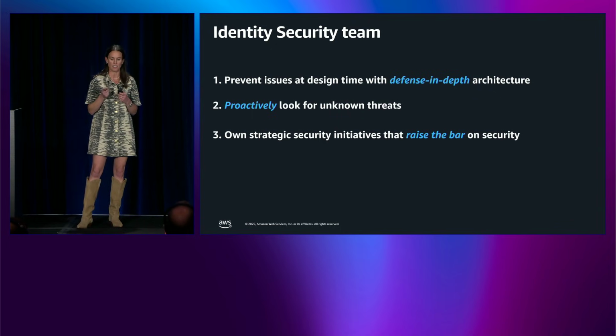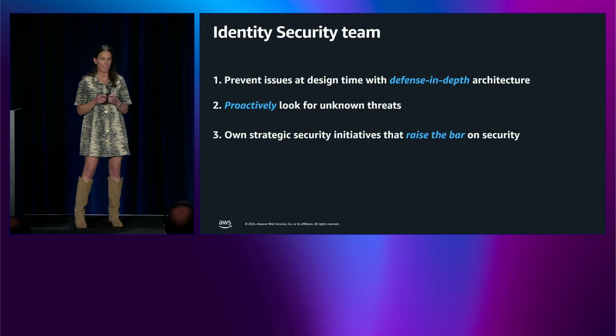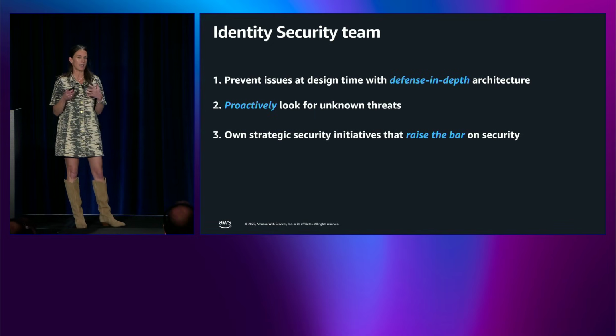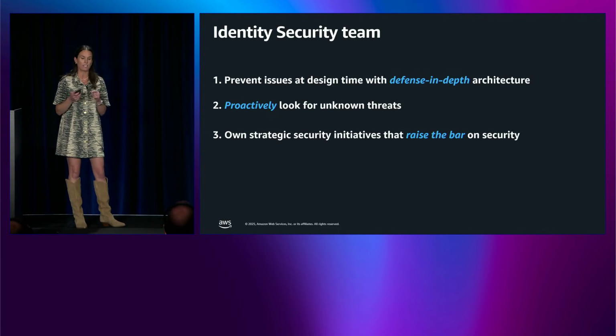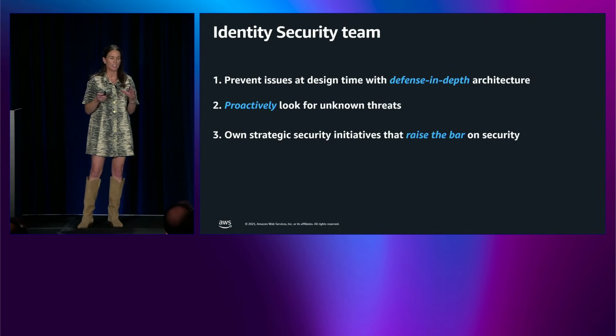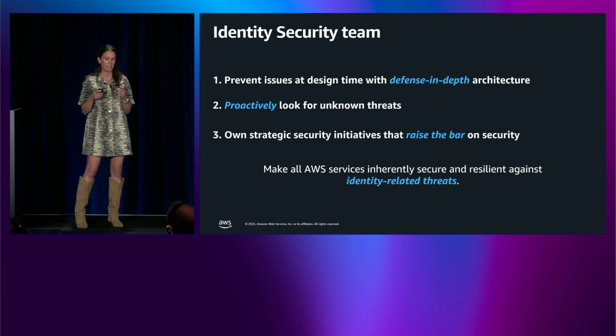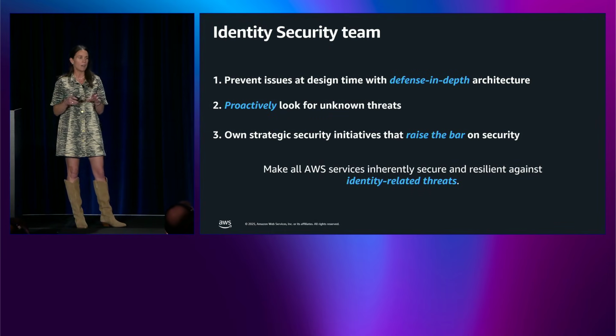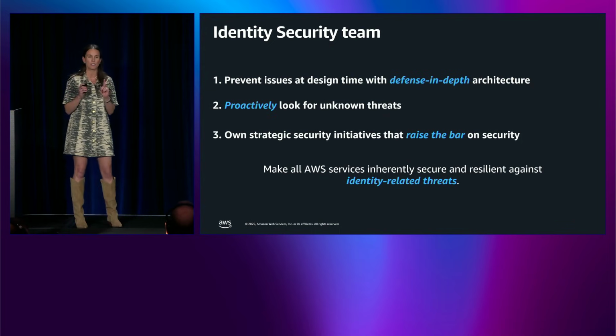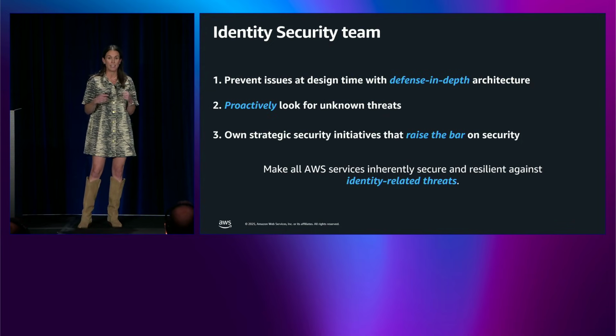So one of these efforts is something I'm going to tell you about today, which is how we are driving authorization correctness and consistency across all of the AWS services. This effort's core to my team's mission to make AWS services inherently secure and resilient against identity-related threats. But before I go into the details of that effort, I want to talk to you about something else that's truly foundational to my team, as well as every other engineering team at the company.